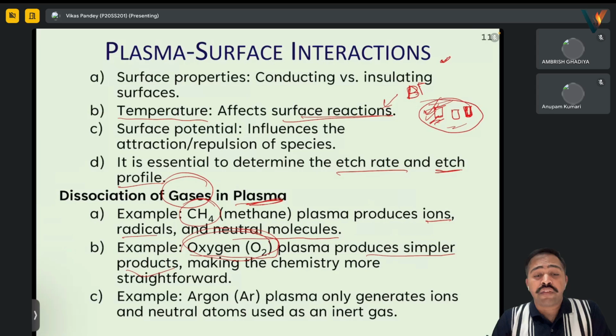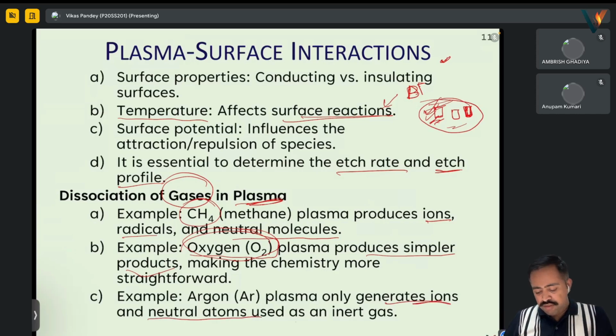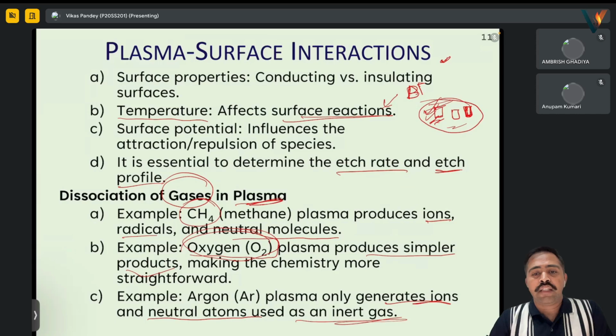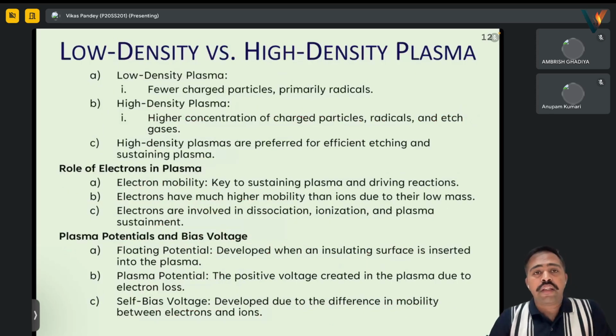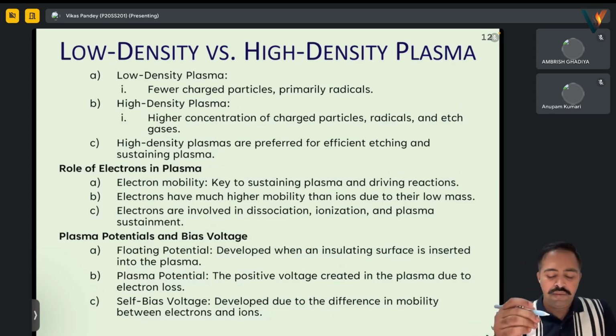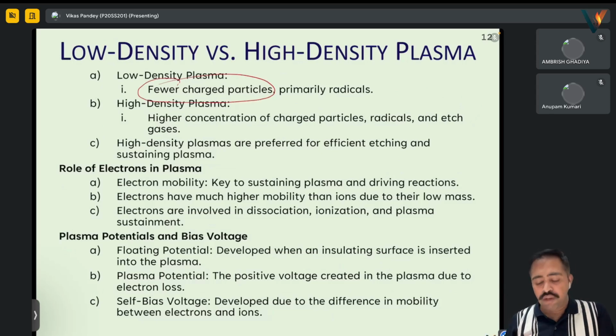Whereas in case of argon, there are only ions and neutral atoms, as in case of inert gases, that is argon, xenon. In all these cases, for any inert gases, there will be only ions and neutral atoms. So the plasma we are talking about can be of two types, and based on this, we determine what kind of etching they will be able to do. One is low density plasma, in which we have fewer charged particles or primarily radicals.